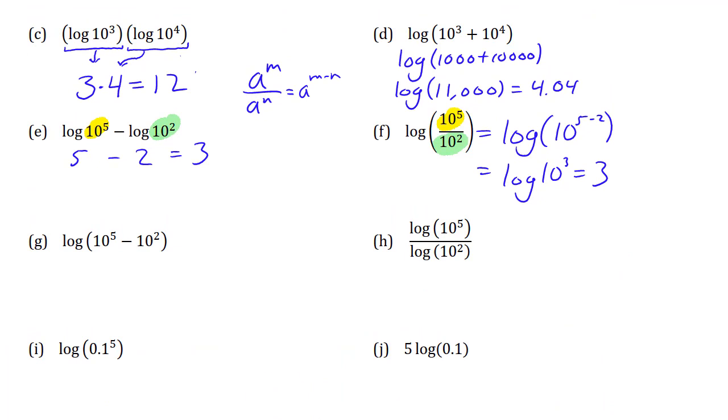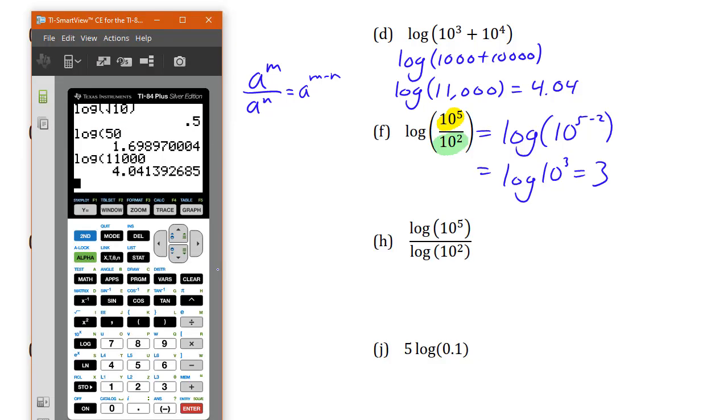All right, let's see. For G here, log of 10 to the power 5 minus 10 to the power 2. There's no nice way to combine the 5 and the 2 here. 10 to the power 5 means 100,000. 10 squared is 100. So this is just going to be log of 100,000 minus 100, which is 99,900, which you can get with the calculator.